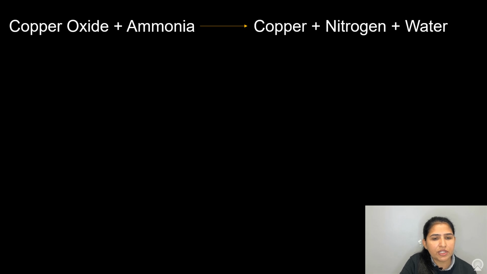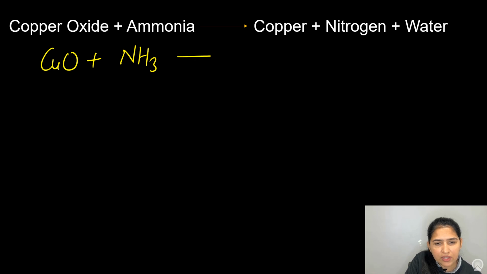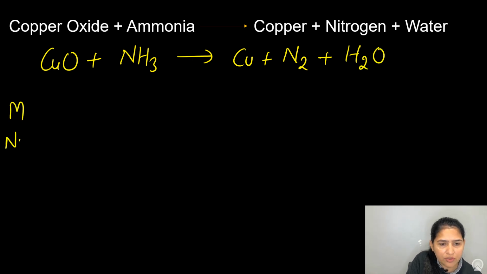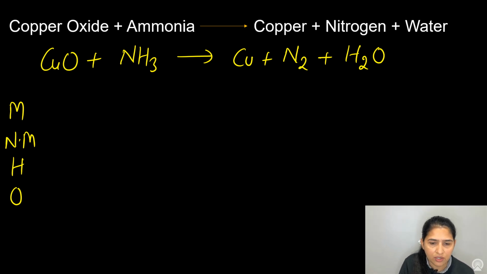When we come to the next example, we have copper oxide, and we are reacting it with ammonia to get copper, nitrogen and water. So now you know what we are going to follow. We are going to follow all the 4 steps that we know: metal, non-metal, hydrogen and oxygen. Now let's see. Metal, we have copper, non-metal, nitrogen, we have hydrogen and oxygen in this equation. Now let's count them separately.